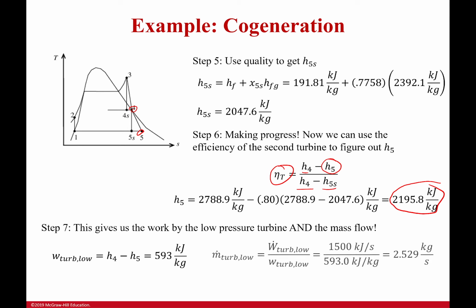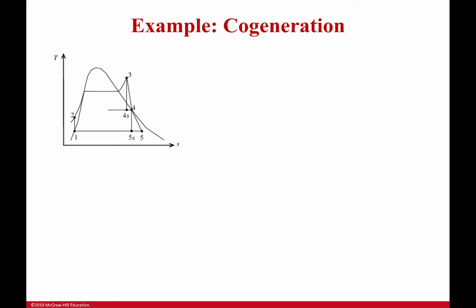And then since I know how much power it's producing, which is 1500 kilowatts or 1500 kilojoules per second, I can then solve for my mass flow rate. I just take the power output and I divide it by the work per unit mass. And I get 2.529 kilograms per second being produced by this low pressure turbine. Okay, so things are going pretty good here. Let's keep on taking a few more steps to figure out that final temperature and pressure and everything else that we need to know.